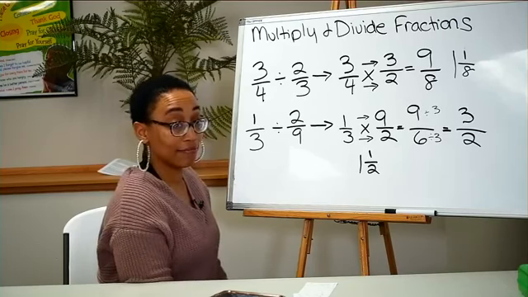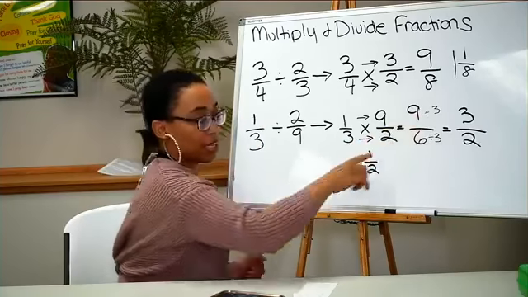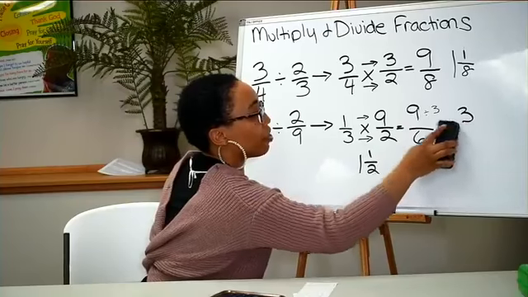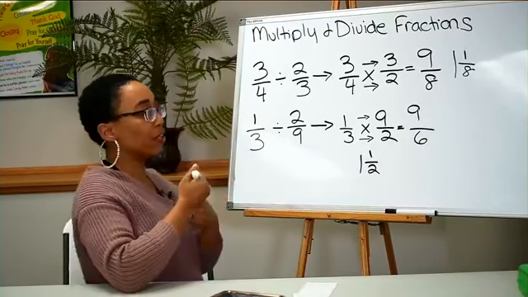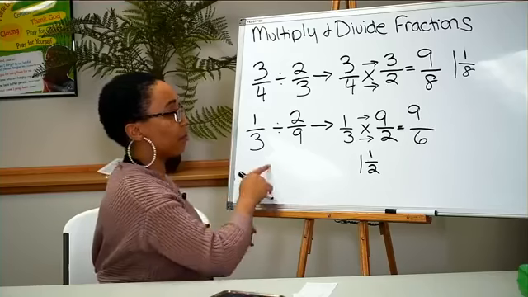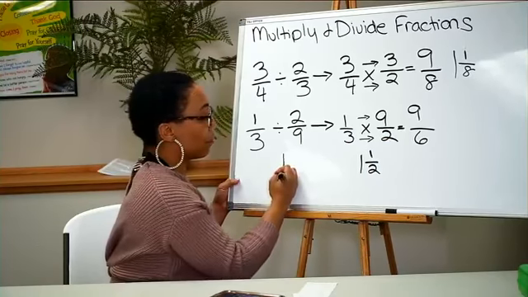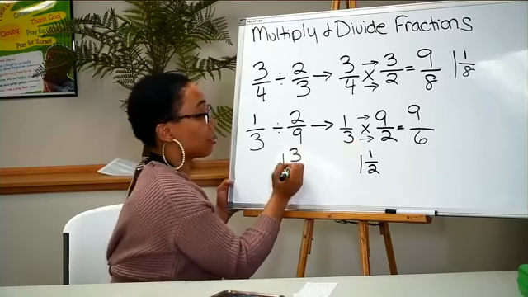Okay? Now, let's say I wanted to turn this into a proper fraction first and then reduce. Let's see if we get the same answer. All right. I'm going to write it over here. So 6 goes into 9 how many times? Once. How many is left over? 3. What's the denominator? 6.